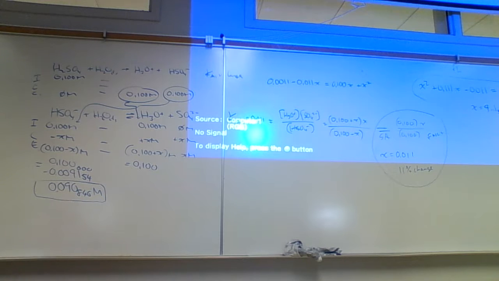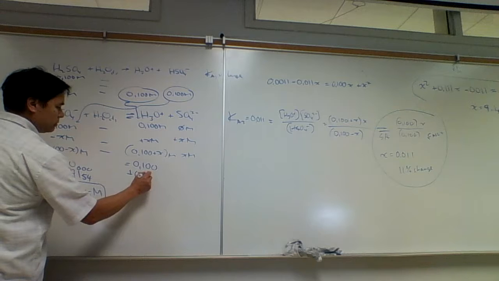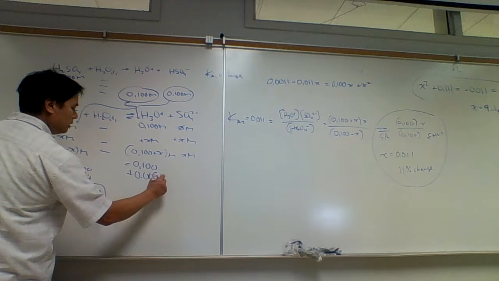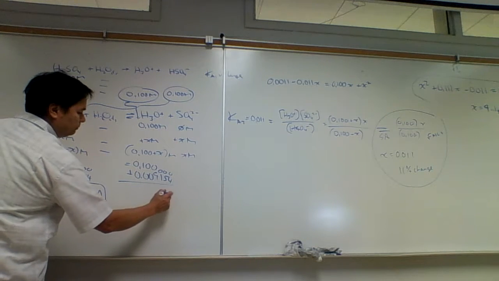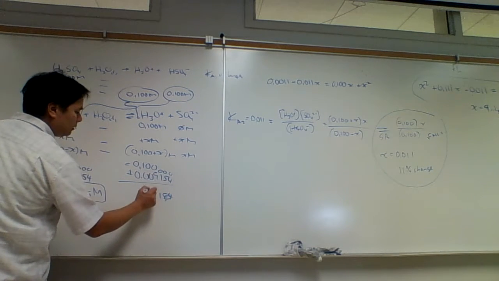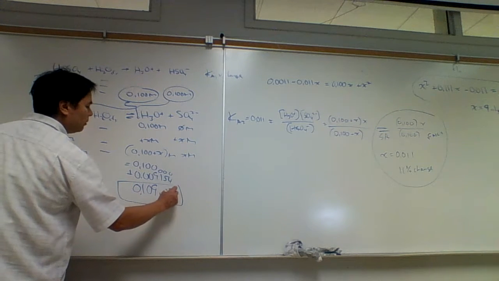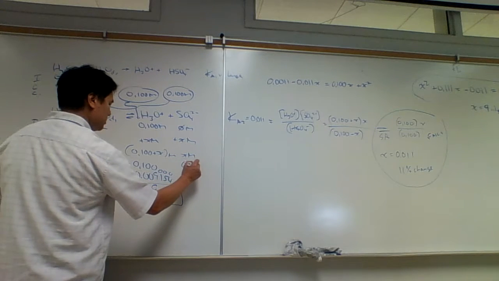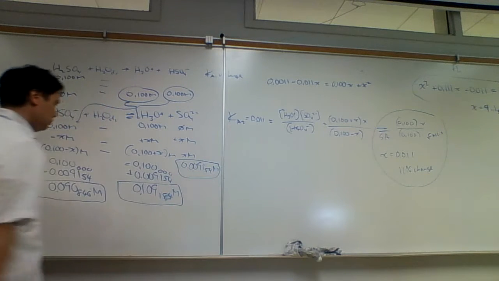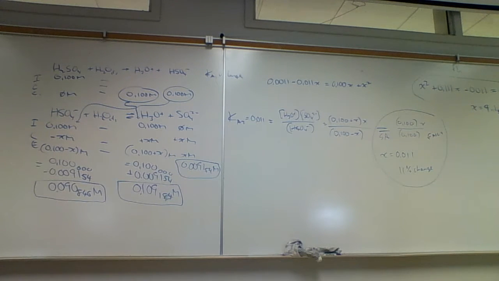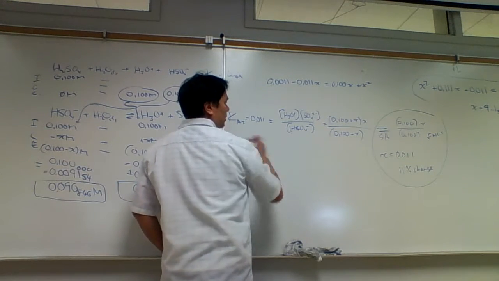And then this is going to equal 0.100 plus 0.009154. So I'm going to get 0.109154 molar, and this will just be 0.009154 molar here. All right, next we should calculate K to make sure that these equilibrium concentrations satisfy the equilibrium constant expression.